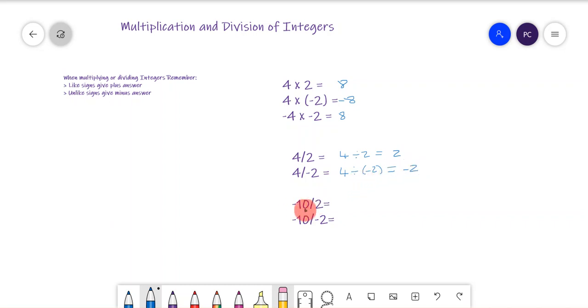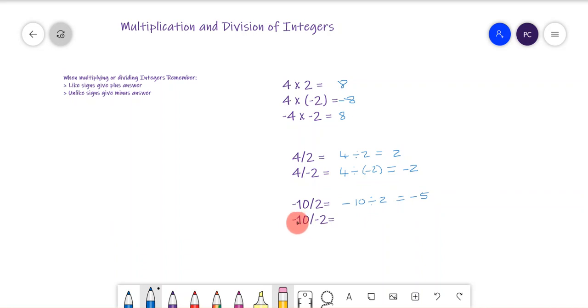Again, if we go down here and have a look at these, this is minus 10 divided by 2. Sometimes you might see it written like this, minus 10 divided by 2. That's going to be equal to, well, 10 divided by 2 is 5. But because they're unlike signs, this is negative and this is positive, we get a minus answer, which is this rule here.